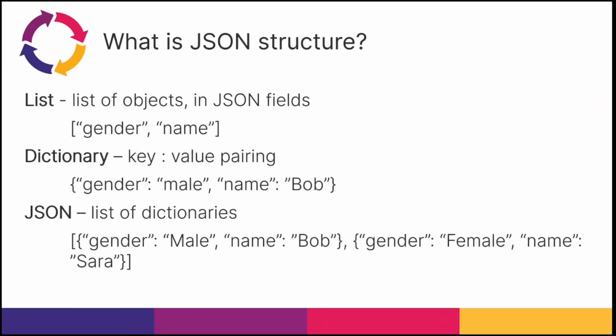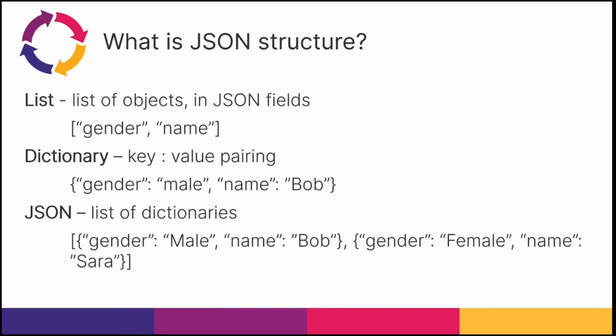Okay, so when APIs pass this data, as I said, it's passed in a specific structure called JSON. Many of you already know what JSON structure is, but for those of you who don't, JSON uses a convention of lists and dictionaries. So let's talk a little bit about what a list is.